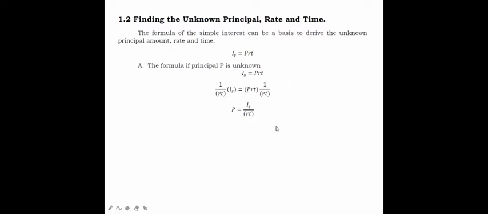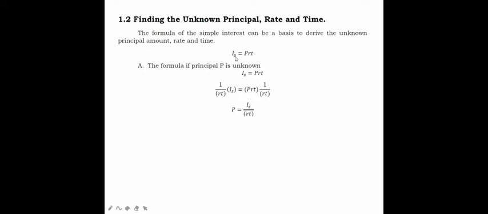So yung kanina, ang hinanap natin is the interest or the simple interest. So what if the unknown is the principal value or the rate or the time? So ano yung formula gagamitin natin? So we are just going to derive the unknown principal amount, rate, and time using the simple interest formula. So this is our basis.